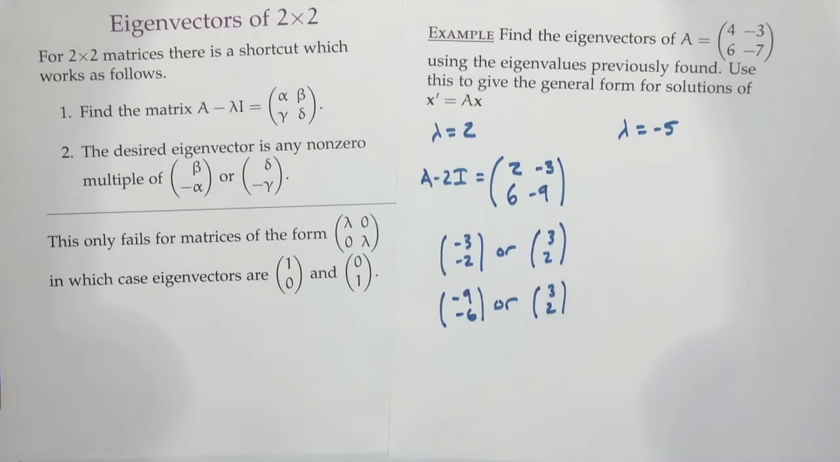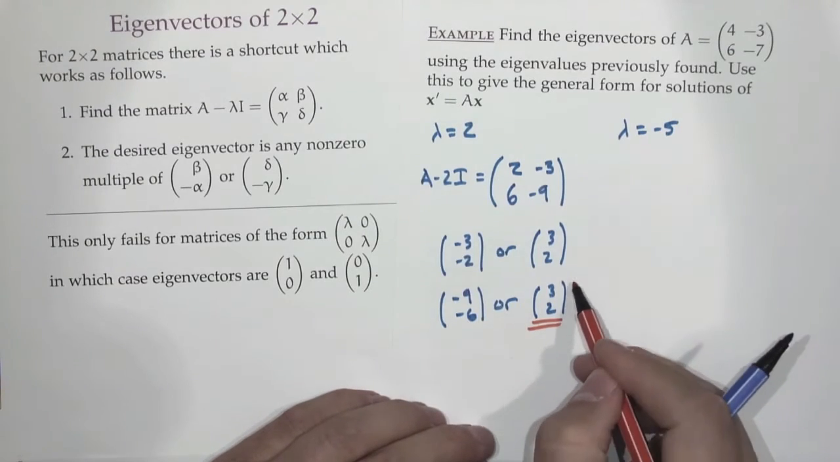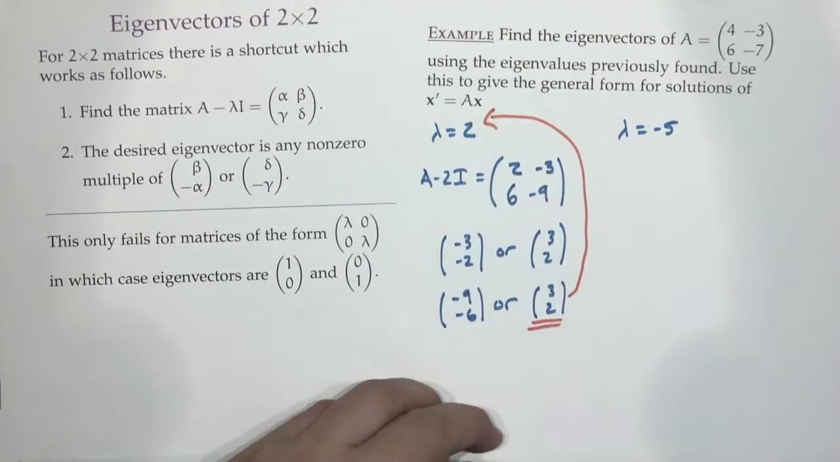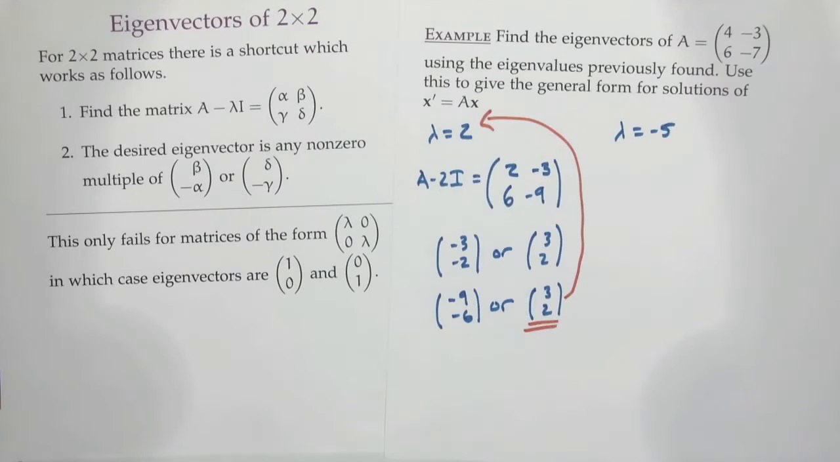Whoa, did I just blow your mind? What? Okay, so this 3, 2, that is our eigenvector for lambda equals 2. All right, let's pause for a few seconds and just point a couple things out. How could I verify that this is in fact the eigenvector for 2?